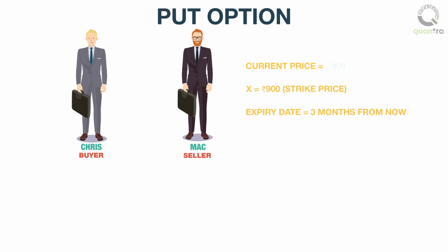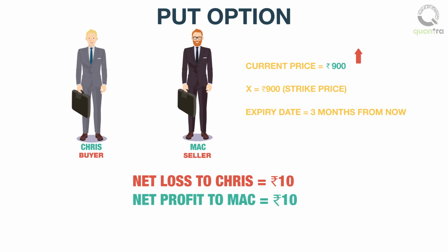Now, assume that the price rises above the mark of 900 rupees. Then, Chris will not exercise the contract, since he has no obligation to do so, and loses the 10 rupees paid to Mac as the premium. Similarly, Mac profits 10 rupees received as the premium.